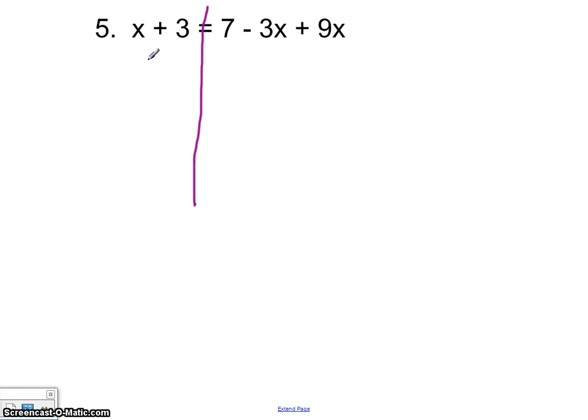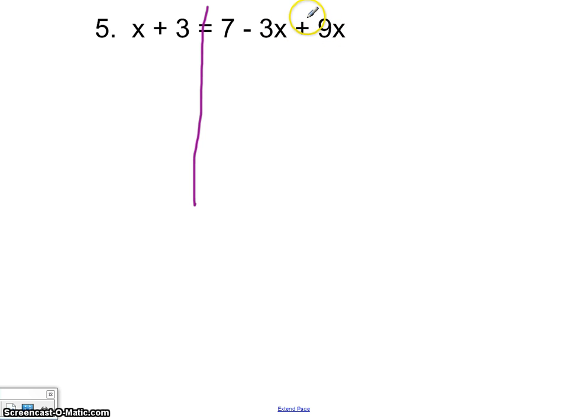Okay, so the first thing I'm going to check is to see if there's anything that I can distribute. And I know that there's not because there are no parentheses. Those are my clues. Parentheses are my clues that there's probably distribution going on. The second thing I'm going to look for is combining like terms. So if I look here on the left side of the equal sign, I have an x and a 3. I cannot combine them because they are not alike. Okay, this 3 doesn't have an x. So now I'm going to look on the right hand side of my equal sign. And I have a 7, negative 3x, and a positive 9x.